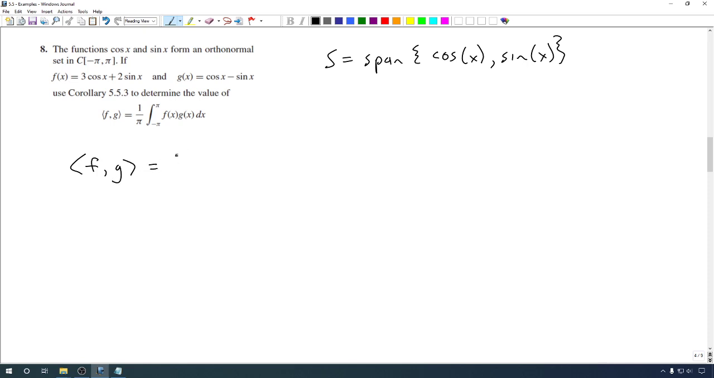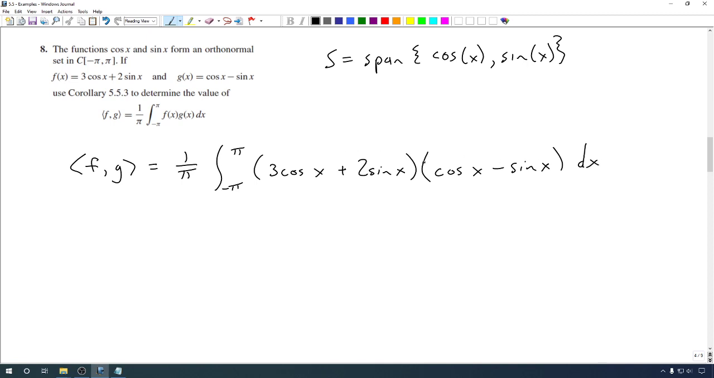Now, we could actually write this out as an integral. So 3 cosine x plus 2 sine of x times cosine of x minus sine of x. And then we could multiply that out. We'd have cosine squares, we have sine squares, we have sine times cosines. That could get a little bit messy to do that integral directly. But because we know that we can actually use this as an inner product, and we know that cosine and sine are orthogonal already, we can do this a lot easier.